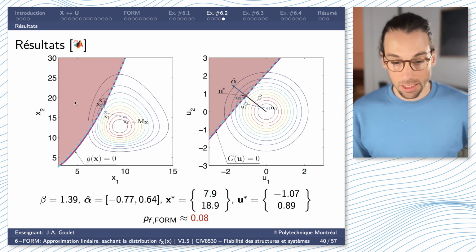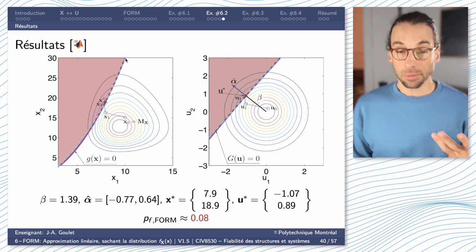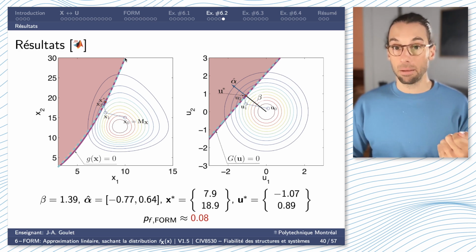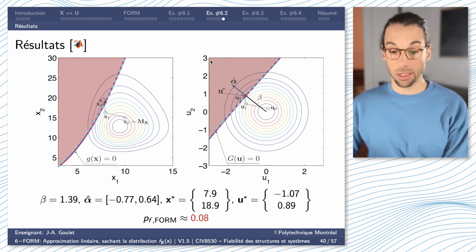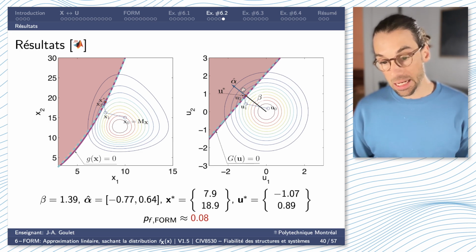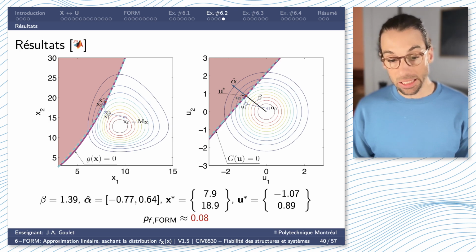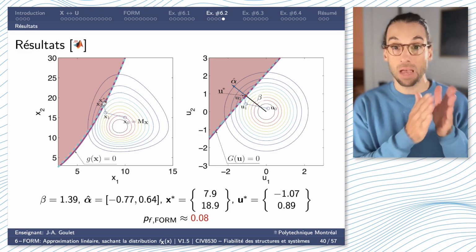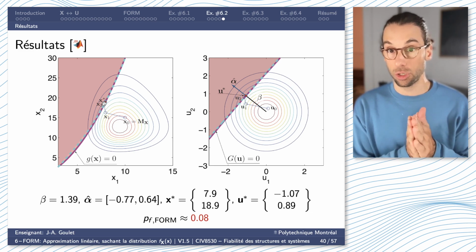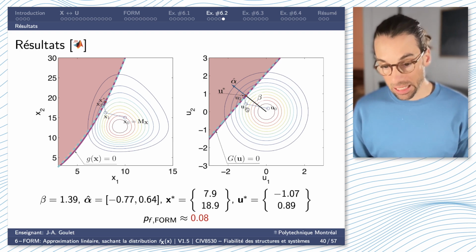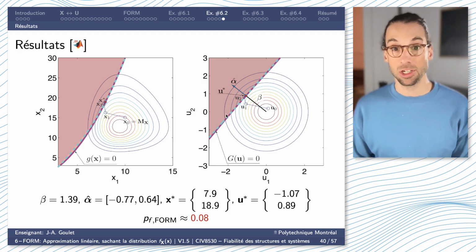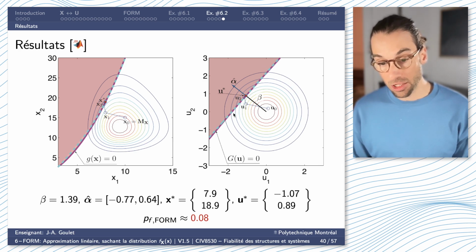Here we have the original space, where we have a nonlinear limit state function. Since we have a nonlinear mapping between the original space and the standard normal space, you can see that the limit state function is now more linear than it was here. It's because we have a nonlinear transformation between the two. But keep in mind that a linear approximation in the standard normal space is going to give us a very good approximation of our failure domain.